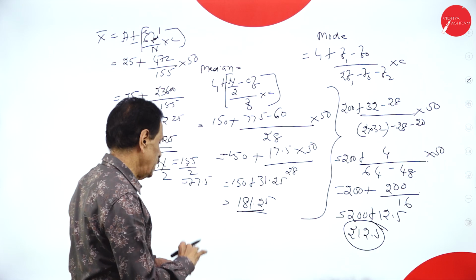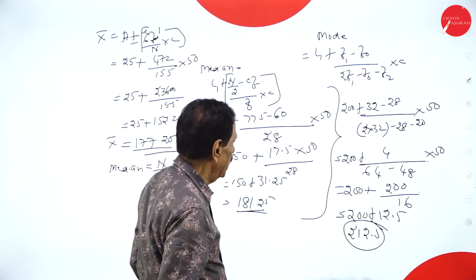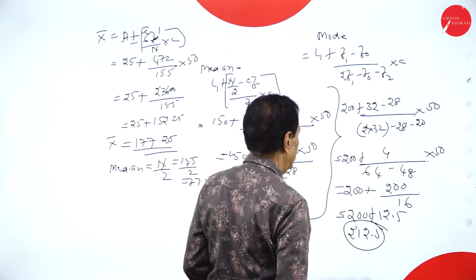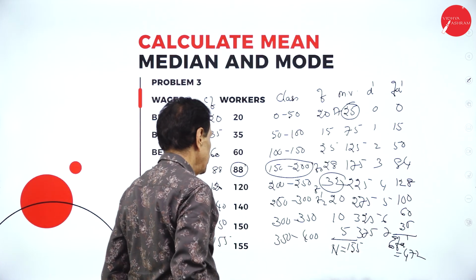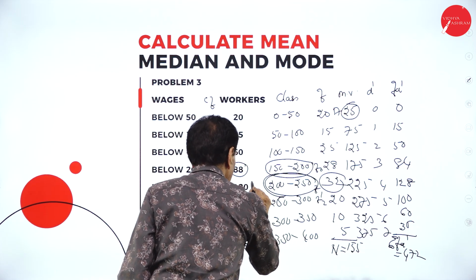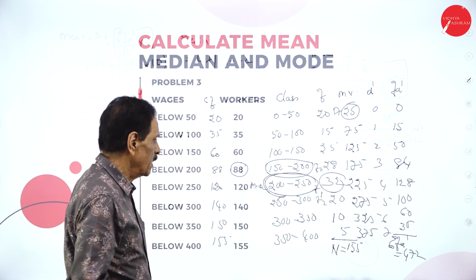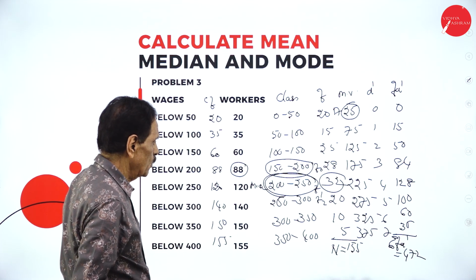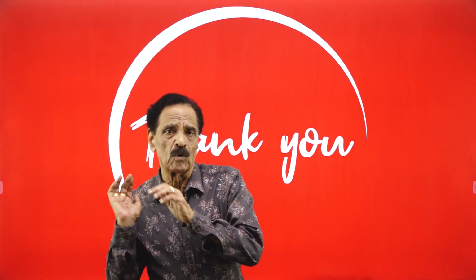Your mode range is 150 to 200, near range. Then highest is 32 minus 28 divided by 64. So your range select here. Here is your mode, between 200 to 250. So the answer has come, 212.5. I have gone into detail on mean, median and mode.